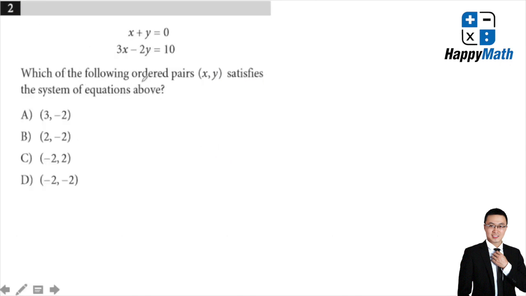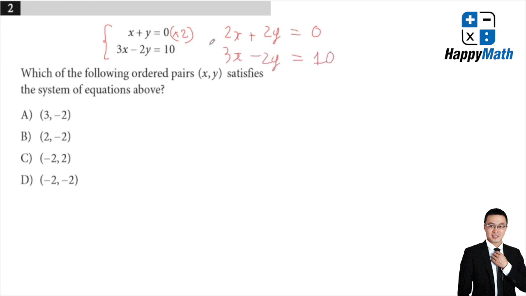Question 2: Which of the following ordered pairs (x, y) satisfies the system of equations above? This question means you have to solve this simultaneous equation. I will multiply the first equation by 2, and I will get 2x + 2y = 0, and the second one is unchanged.